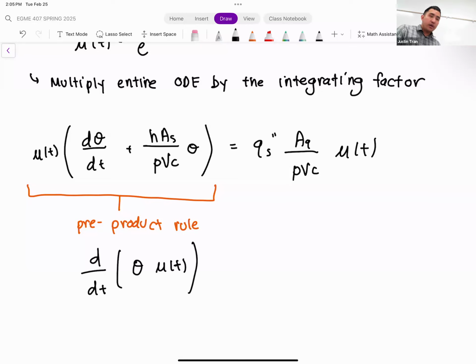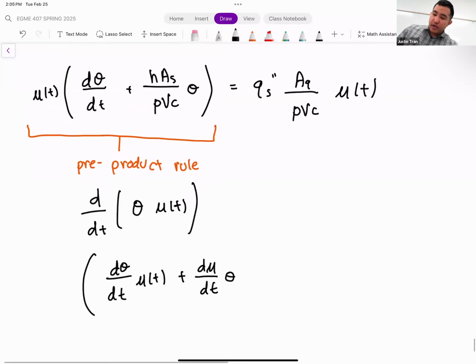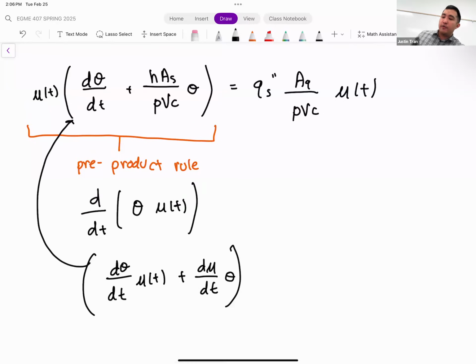The reason I call this the pre-product rule is that if you evaluate this via the product rule, we take the derivative of the first, which is d theta dt times mu of t, plus the derivative of the second multiplied by the first, that's d mu dt times theta. This expression is exactly the same as what we have up here. So we just do the product rule in reverse. In case you forgot why we use the integrating factor to begin with. The right-hand side stays the same.